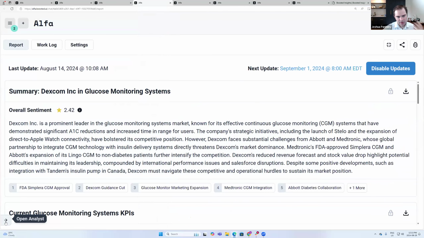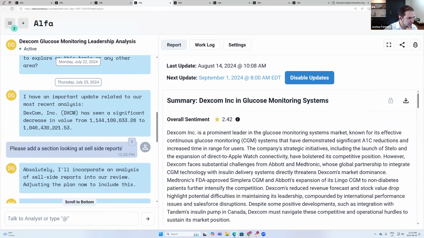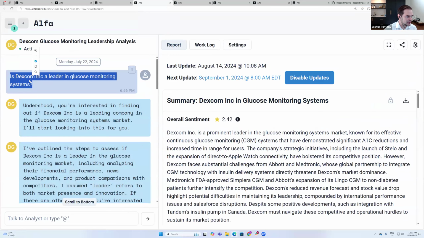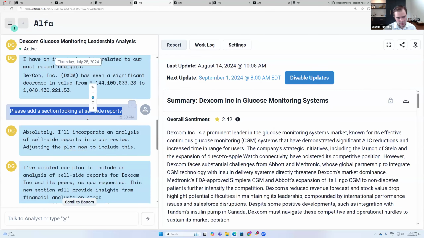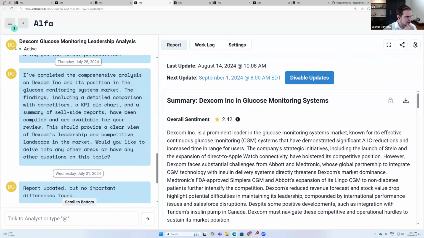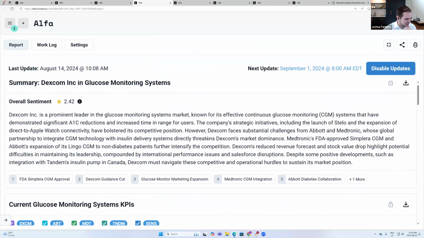And the way you build these automations is just by talking to the system. So I came in here and I told it, I want you to evaluate if Dexcom is a leader in glucose monitoring systems. Had a few interactions. I asked it to throw in some sell-side reports as part of this analysis, a few other things. And then it ultimately builds out what's known as a work log. So behind the scenes, it evaluated how strong of a leader Dexcom is, and it thinks it's actually not that strong a leader.